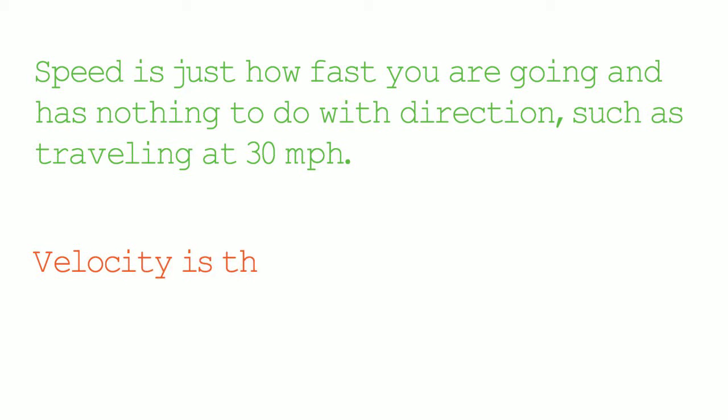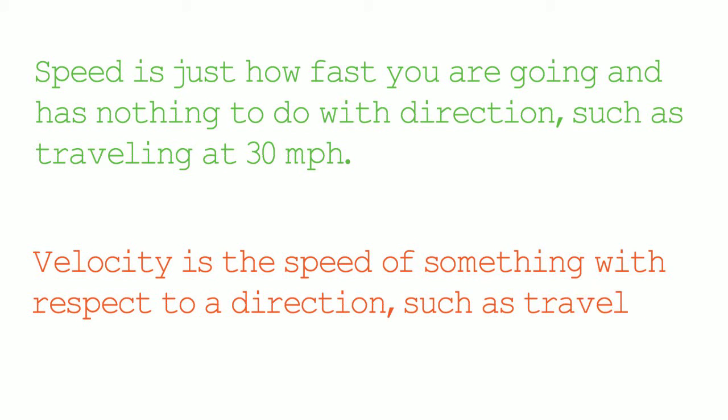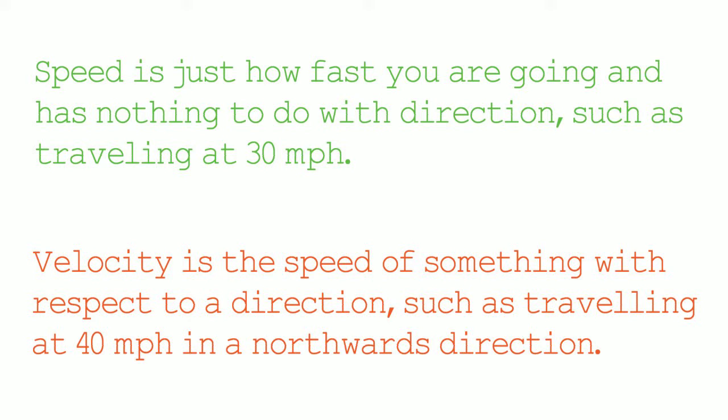Whereas velocity is the speed of something with respect to a direction. For example, I could be travelling at 40 miles per hour in a northwards direction, so it tells us the speed and the direction. So let's look at what a distance time graph is.